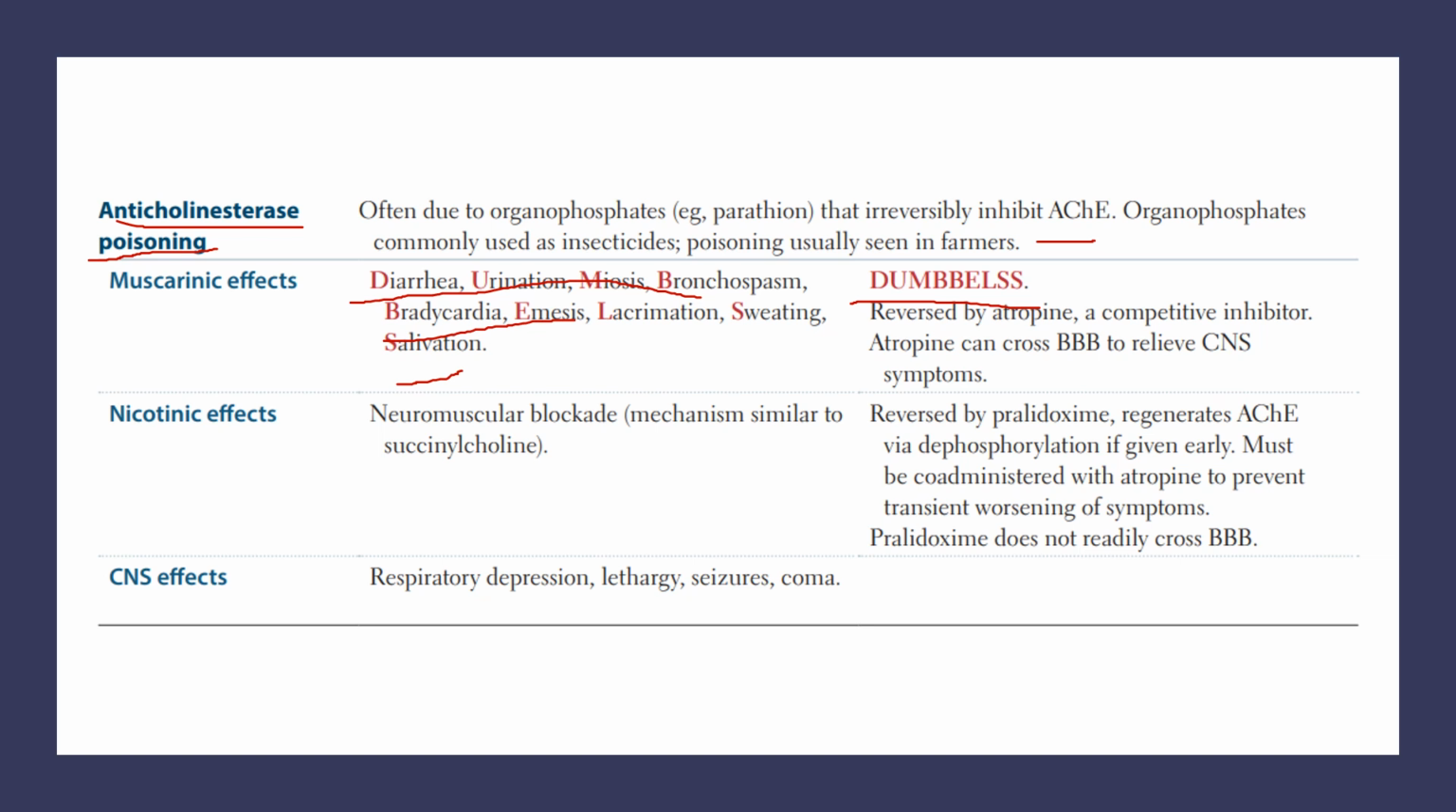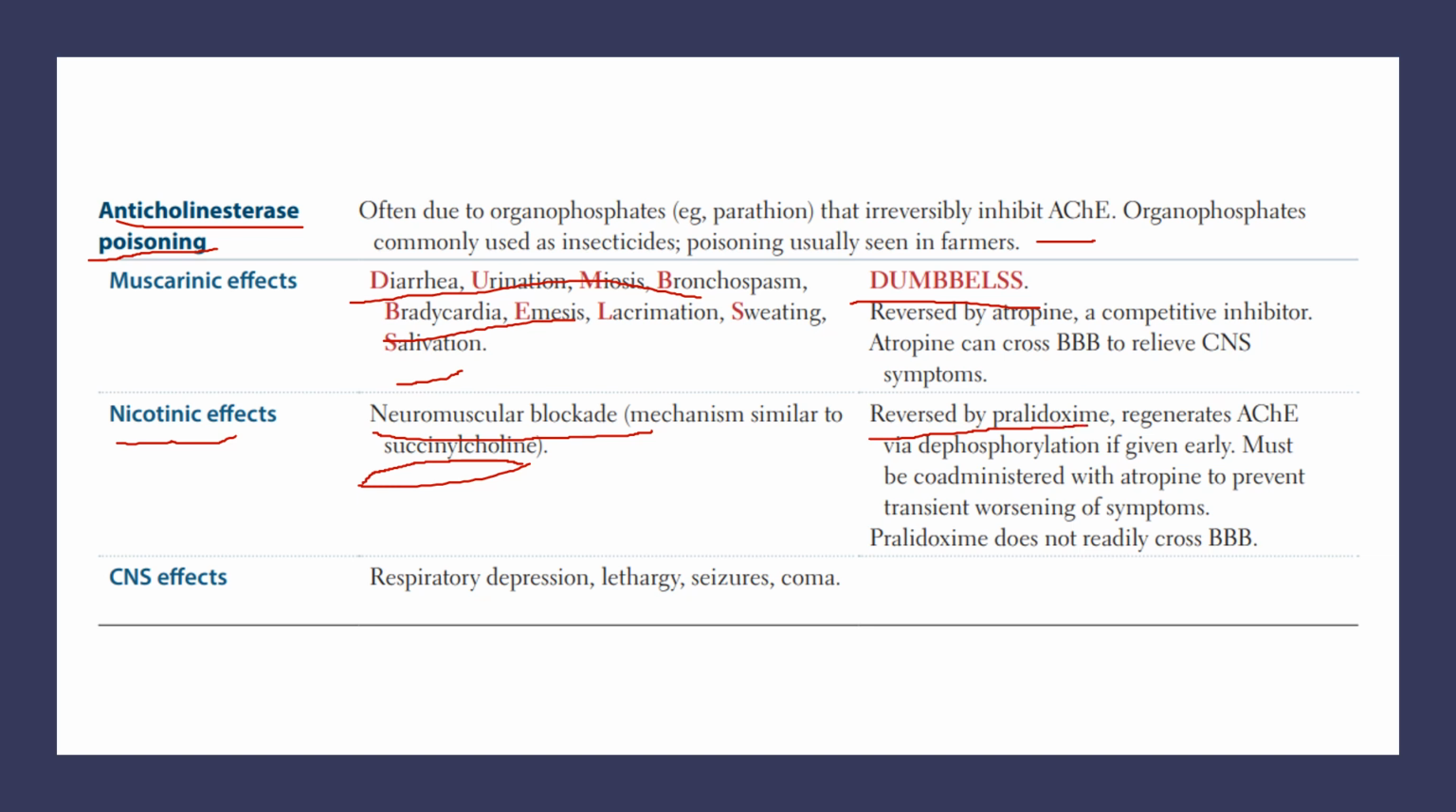Atropine is an active inhibitor of this acetylcholine, and it can cross the BBB, the blood-brain barrier, to relieve CNS symptoms. Now, nicotinic blockade: a neuromuscular blockade with a mechanism similar to succinylcholine. Succinylcholine is important as it is a depolarizing neuromuscular blocker. It is reversed by pralidoxime.